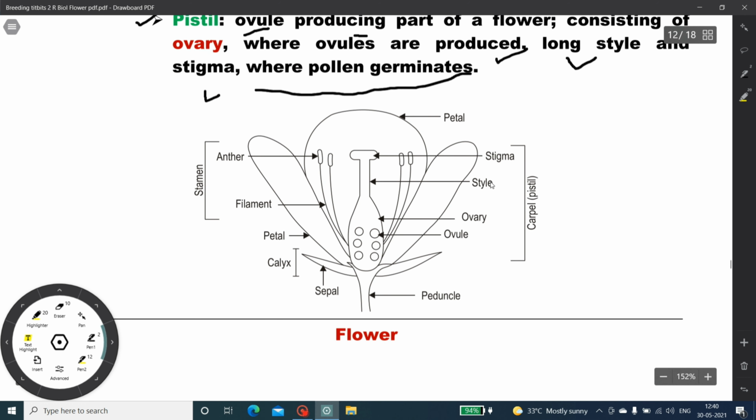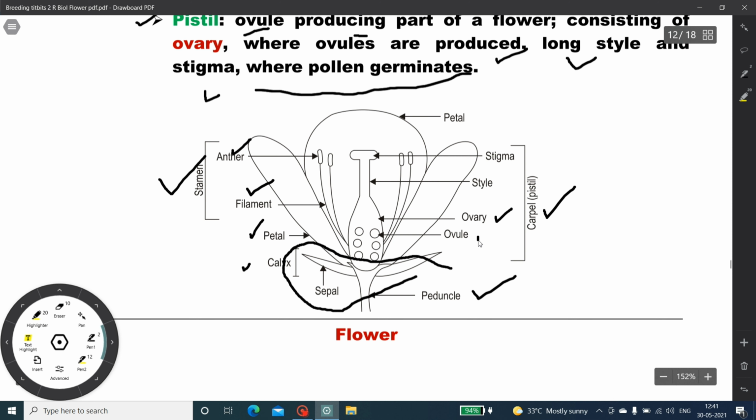This is the typical diagram, a longitudinal view of the flower structure. This is the flower stalk, the peduncle, and this is the sepal, and altogether it is called the calyx, and the petal, and the stamen, that is the androecium, consisting of anther and filament, and the carpel or pistil, which consists of the ovary in which the ovules are embedded, style and stigma. This is the typical structure of the flower.